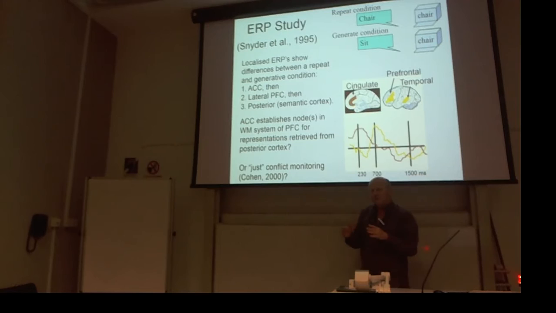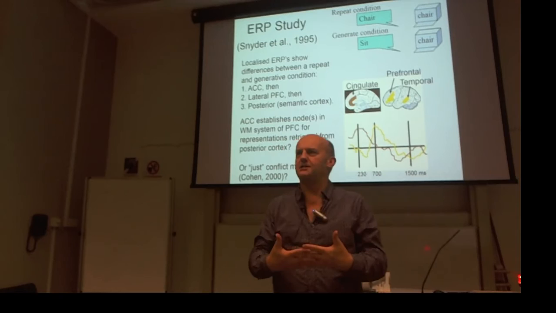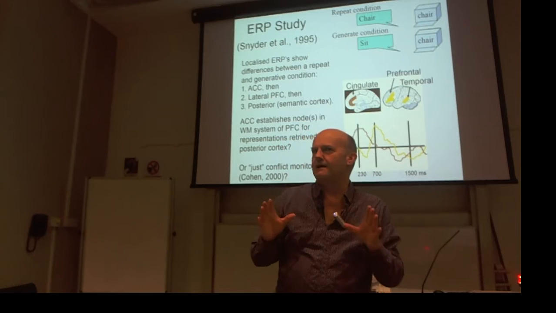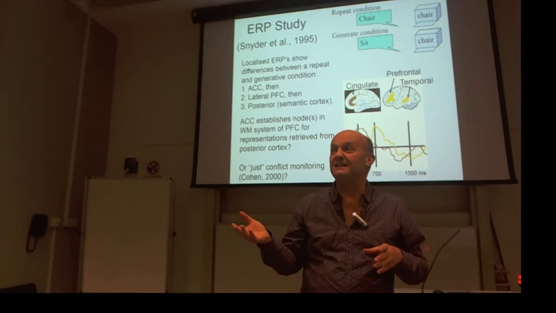Well, how could we test this further? Well, one way of testing it further would be to look at which system is involved first. Now, we're talking about timing now, because I'm talking about which system is involved first. So why would we not use functional magnetic resonance imaging, for example, to do that?